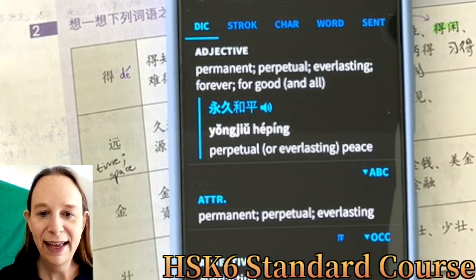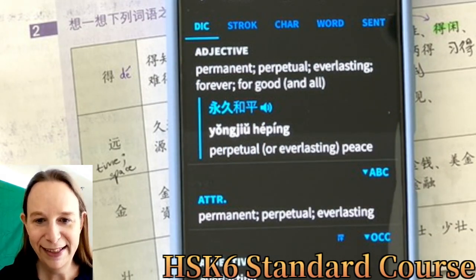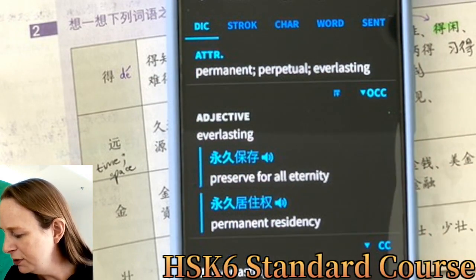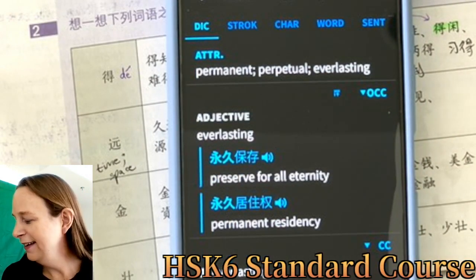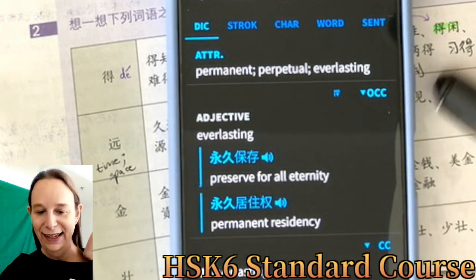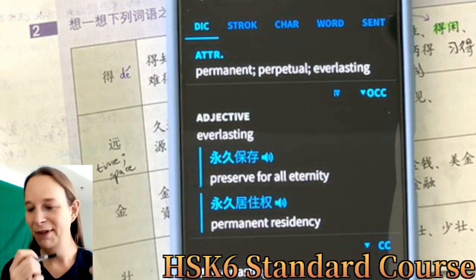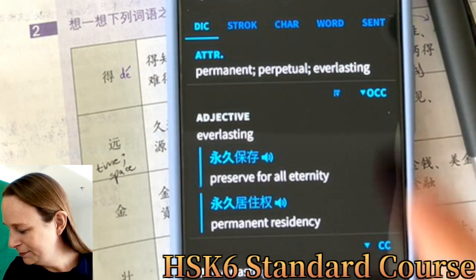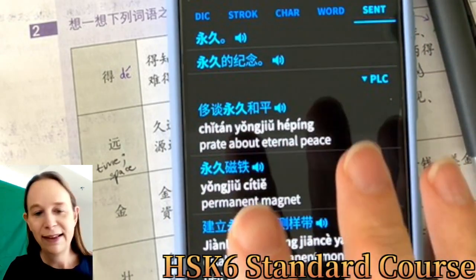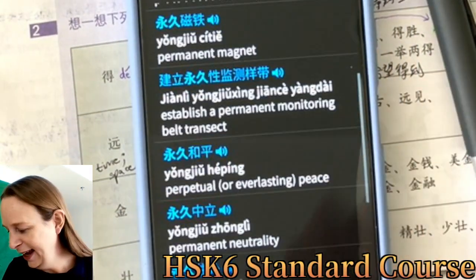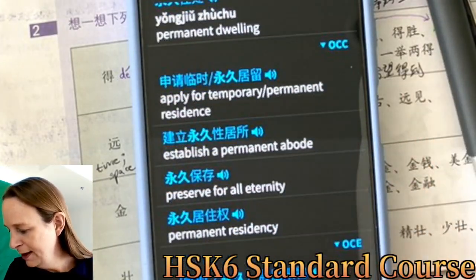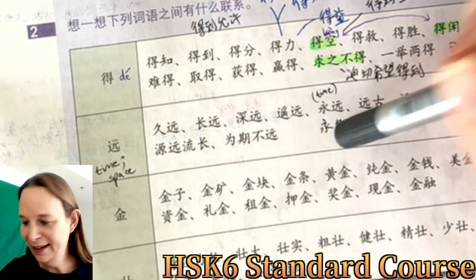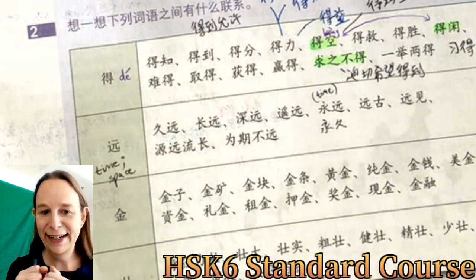永久和平. Yeah, so this is like permanent peace as opposed to temporary peace. 永久保持, 永久居住权. Oh yeah, this is permanent residency. It doesn't mean, well, I mean, it kind of means everlasting, but yeah, indefinitely. It's indefinite with an unstipulated end. So they're different, right? This is unstipulated end, whereas 永远 has no end. You're stating it has no end.